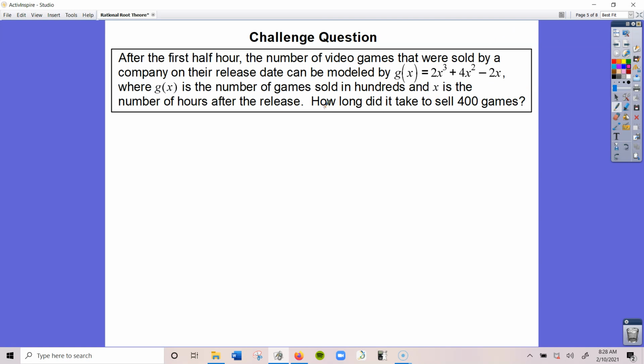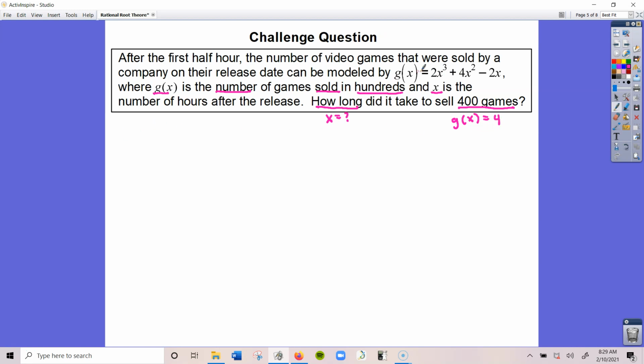So how long? That means that we are solving for the time, right? The number of hours. And as you can see in the question, it tells us that x represents the number of hours. So we're looking for what x is equal to when we sell 400 games. And like the question states, it says that g of x is the number of games sold in hundreds. So that means that we're going to make g of x equal to 4. We make it equal to 4 and not 400 because g of x represents the number of games already sold in hundreds. So if it's 400 games, that means that the actual value of g of x is 4.